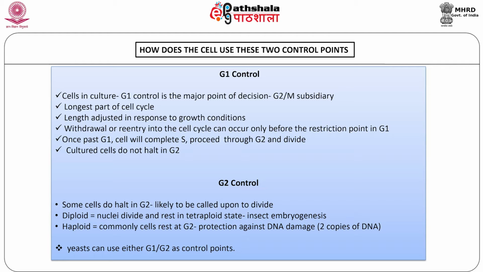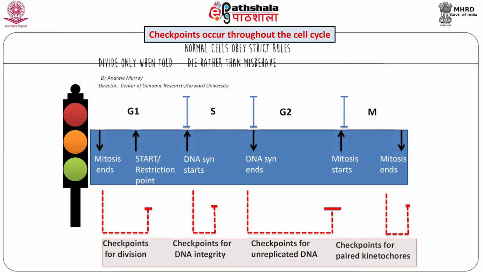Cells spend the longest part of their cycle in G1. The length of G1 is adjusted in response to growth conditions. Withdrawal or re-entry into the cell cycle can occur only before the restriction point in G1. When a cell proceeds past G1, barring any accidents, it will complete S phase and proceed through G2 to mitosis, that is, entry into the cell cycle is irreversible.